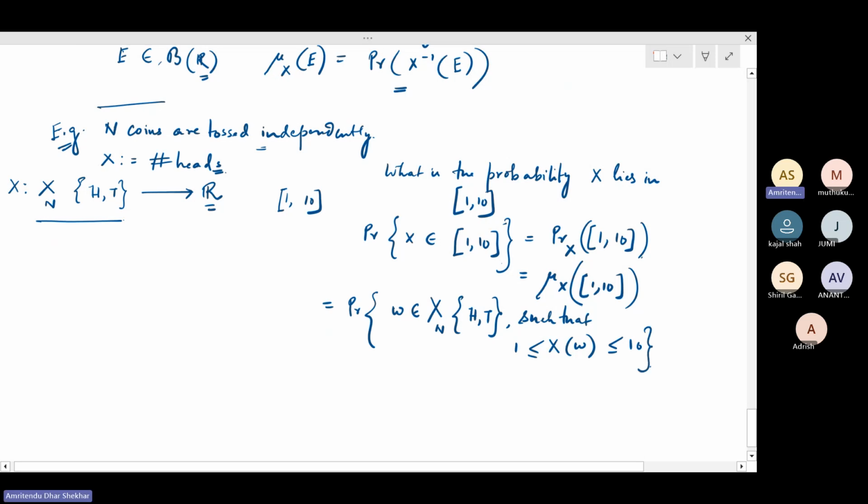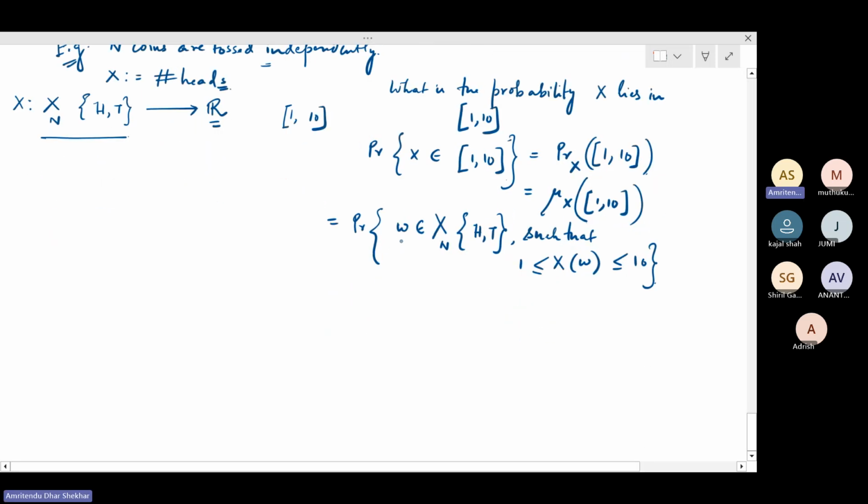So what does each omega look like over here? This is a Cartesian product of this set H comma T. So each omega is a word.